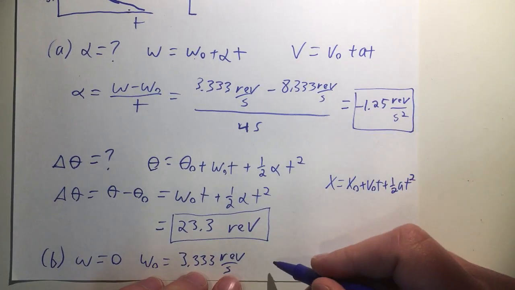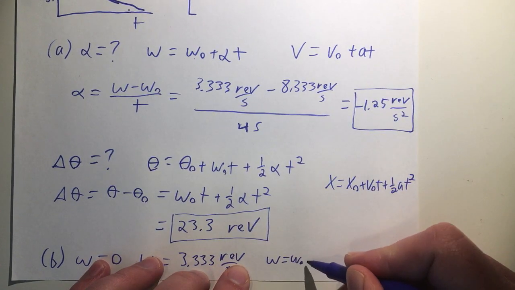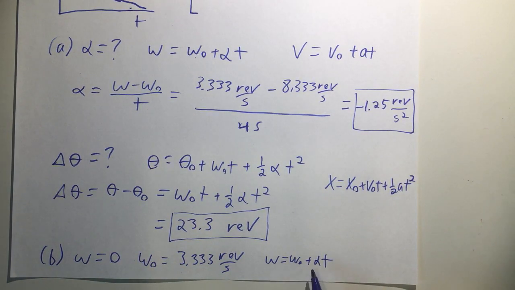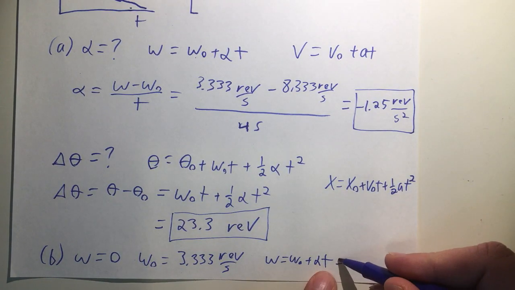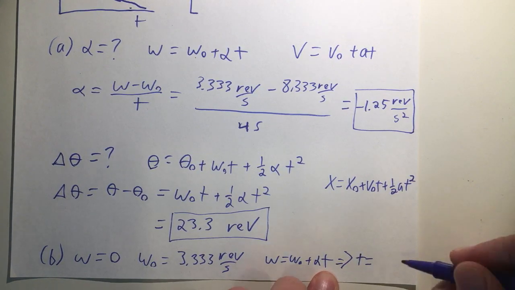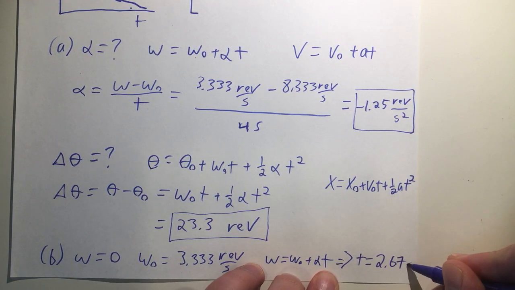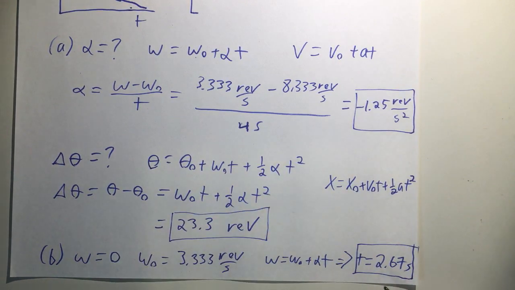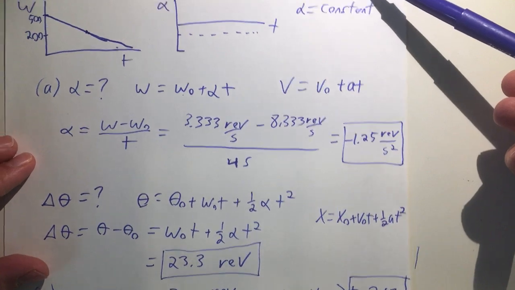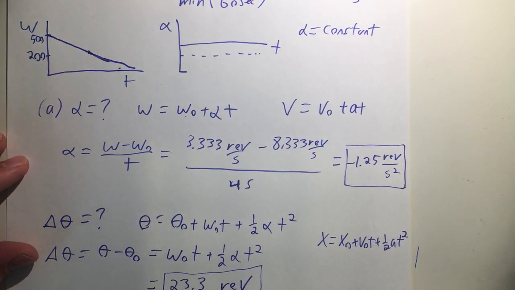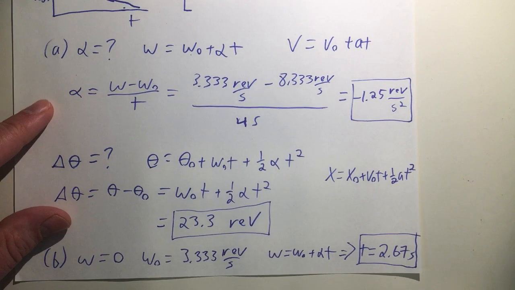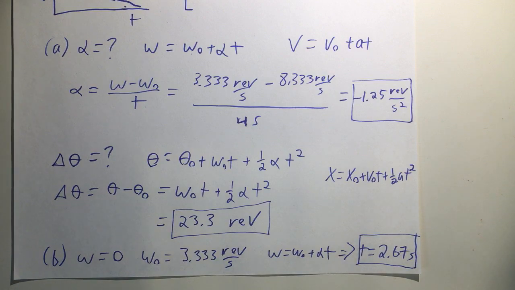So we can use the same equation we used before. Right, we know the initial angular velocity, we know the final, we know alpha, so we can solve for time, and I found this to be 2.67 seconds. Okay, so that's how long it's going to take to go from 3.3 revolutions per second to 0. So for a total, it would take 4 plus 2.67, or 6.67 seconds for this object to slow down. Okay, that was that solution, so thank you.